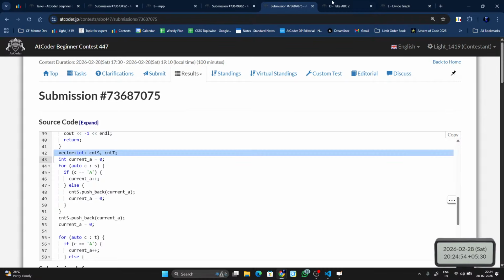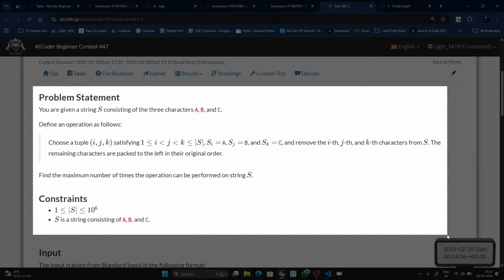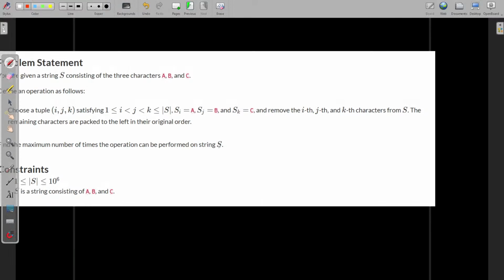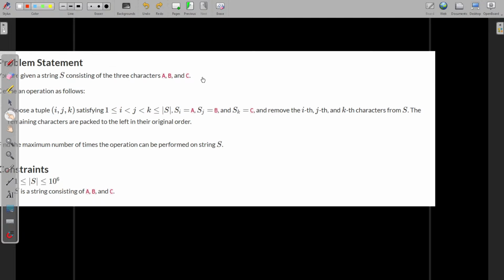Now let's jump to the next problem. As I said, this was a simpler problem. Also, before jumping into problem D, maybe I pasted it.